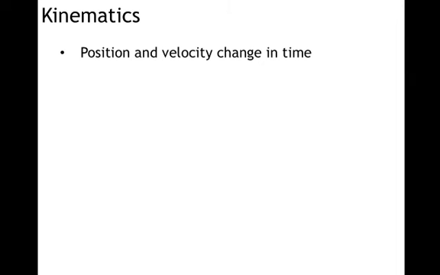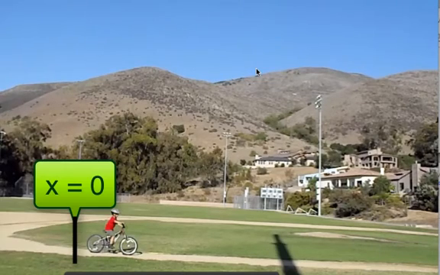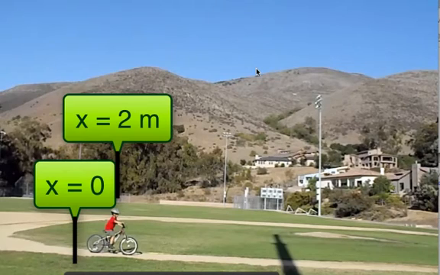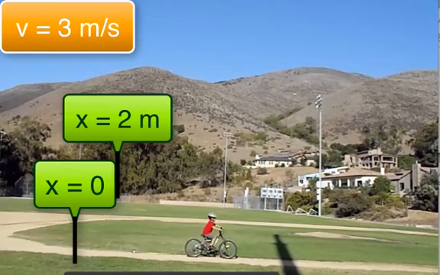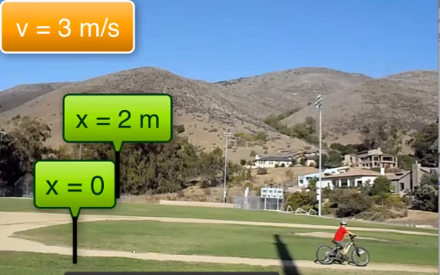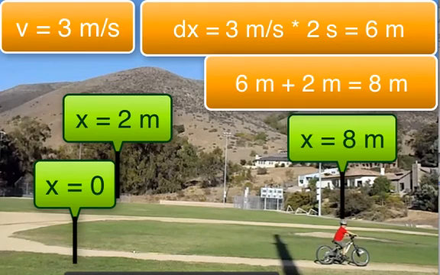Kinematics is simply when we look at our position and our motion and explain it with math. So let's say that this is 0 meters right here. Therefore, Neil would start at 2 meters, and he's moving along at a constant velocity of 3 meters per second. Every second, he moves 3 meters. So after 2 seconds, he should have moved 6 meters and is now at 8 meters.